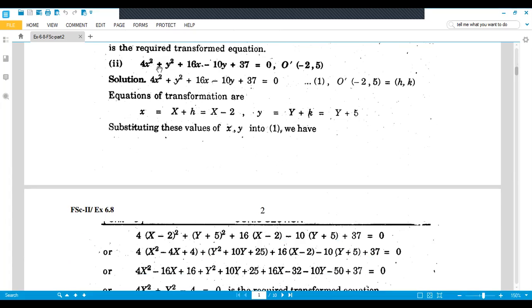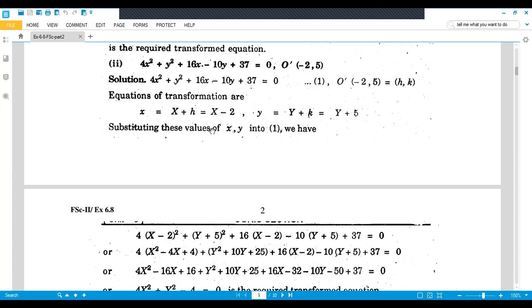The second part is 4x square plus y square plus 16x minus 10y plus 37 equal to 0, and the new origin is (-2, 5), which means the value of h is minus 2 and the value of k is 5. So small x we replace with capital X plus h, in place of h we put the value minus 2, and small y we replace with capital Y plus k, and k is 5, so Y plus 5.